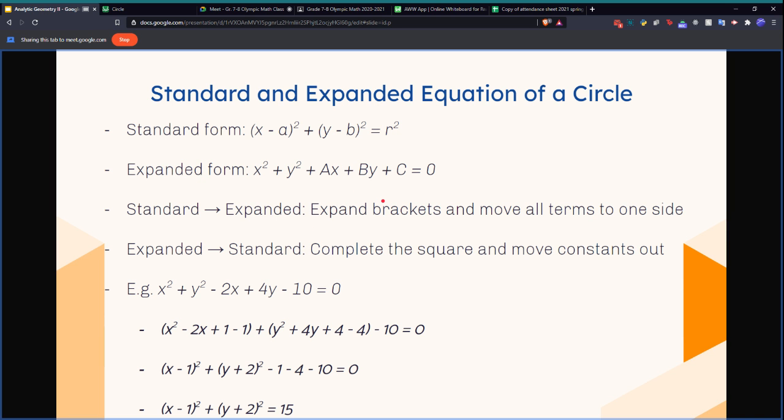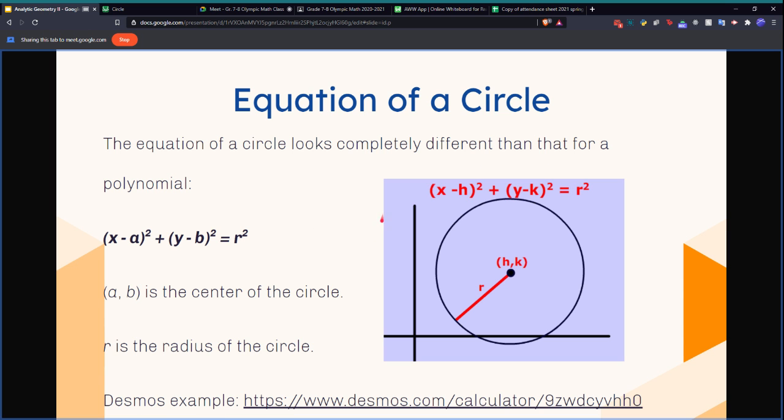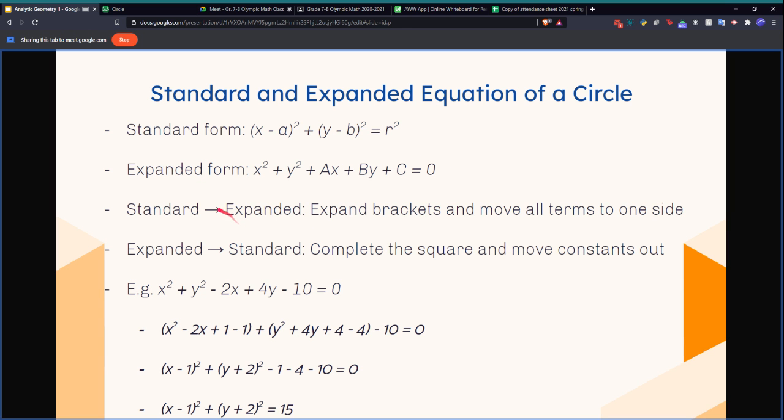The equation that we looked at before, (x - a)² + (y - b)² = r², is actually the standard form for an equation of a circle. That's one form. We can also have an expanded form for an equation of a circle. You have x squared plus y squared, and the x squared and y squared have to look like this. There are no coefficients and no negatives.